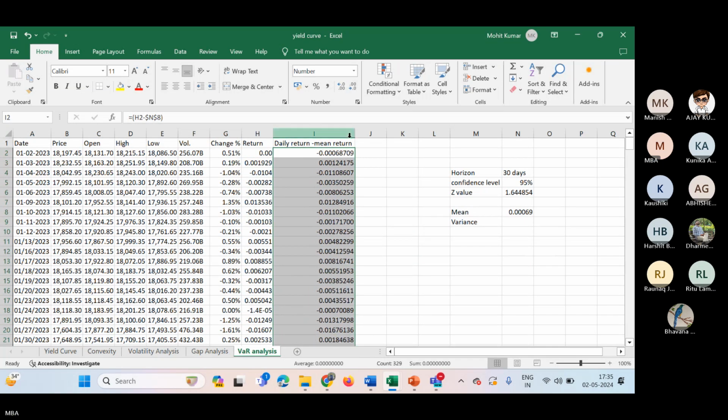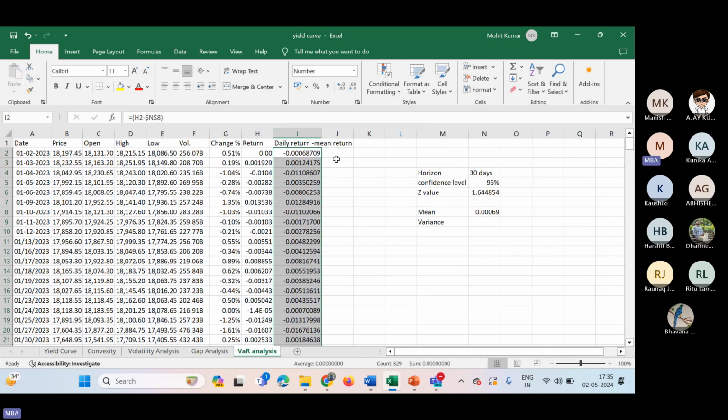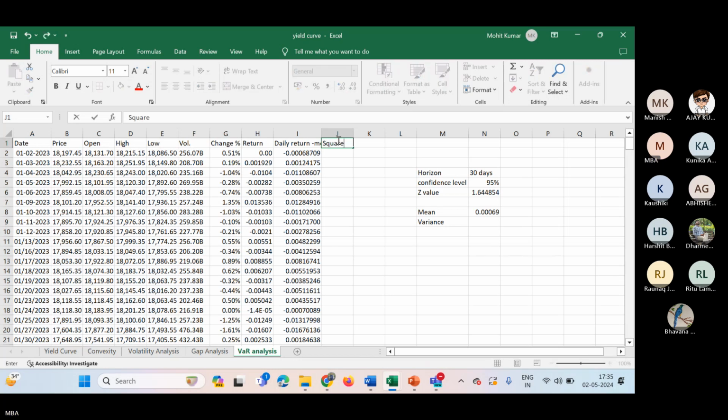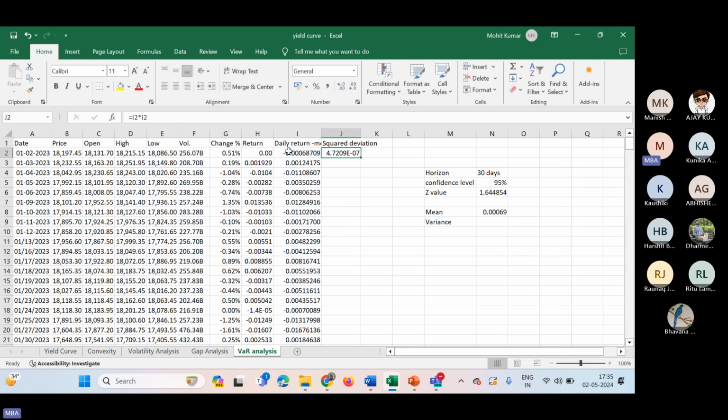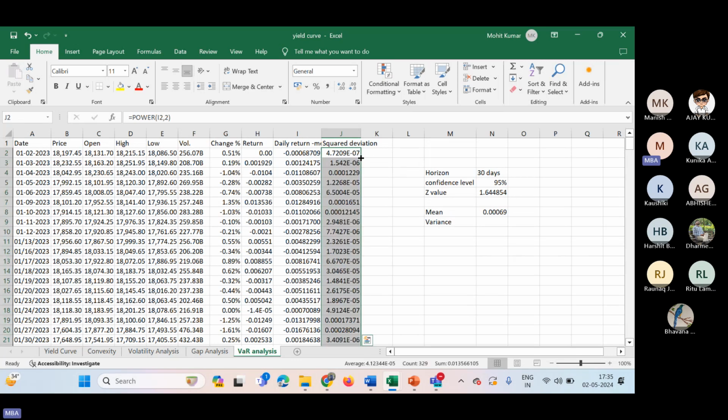Okay. Till here we can do. Now the second thing will come in: you have to square this deviation. I told you either you can simply multiply this by itself, or you can use a simple power. What power? 2. And then you just enter, and you will get the same thing. And you can repeat this till here.